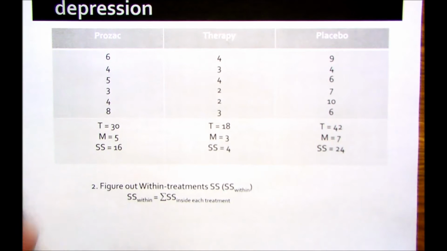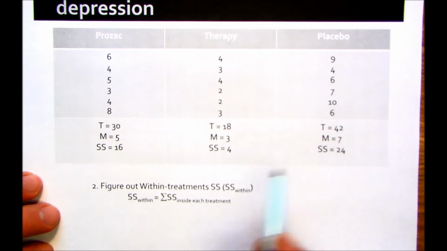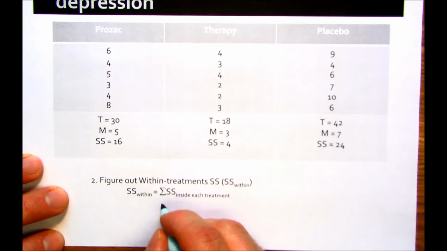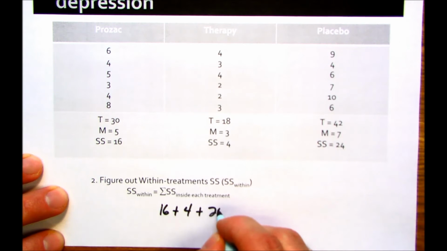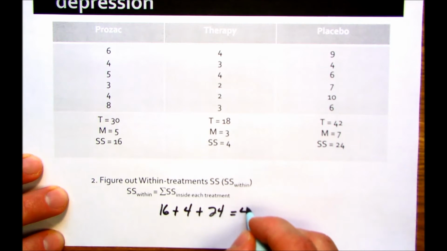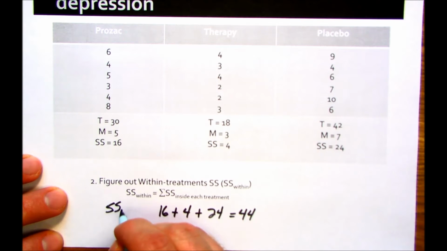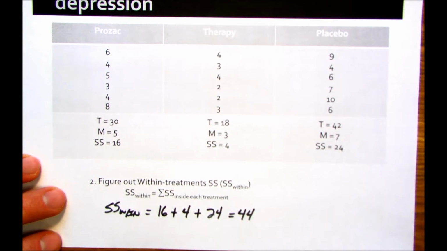Next, we want to figure out the within treatments sum of squares. Sum of squares within is quite easy to do, especially with how we've been given the information here. We're just adding up all the sum of squares within each group. So this is 16 plus 4 plus 24 equals 44. So our sum of squares within equals 44.